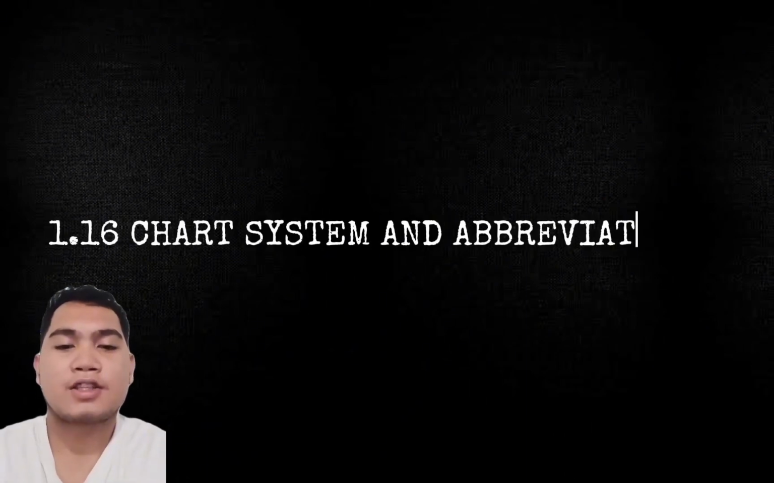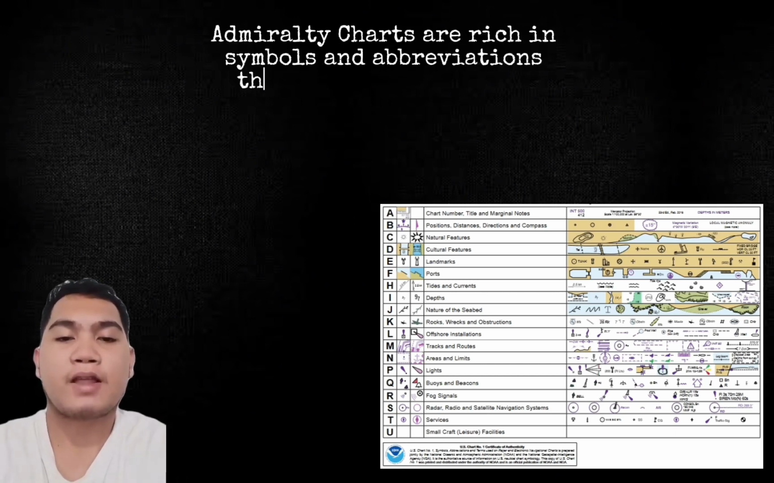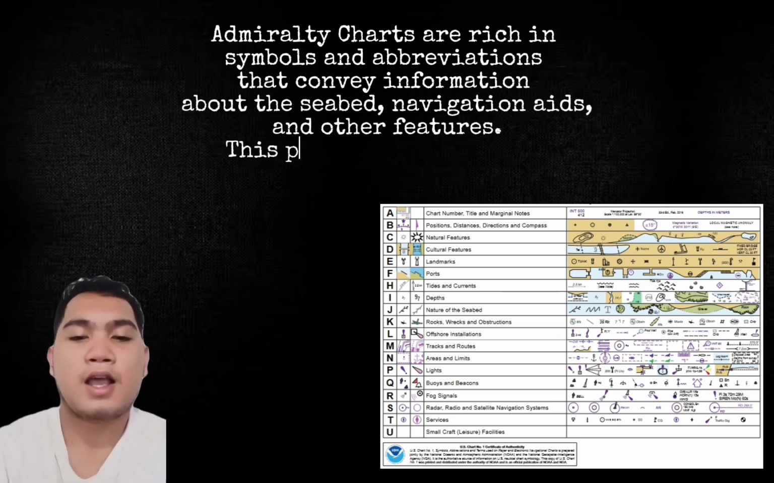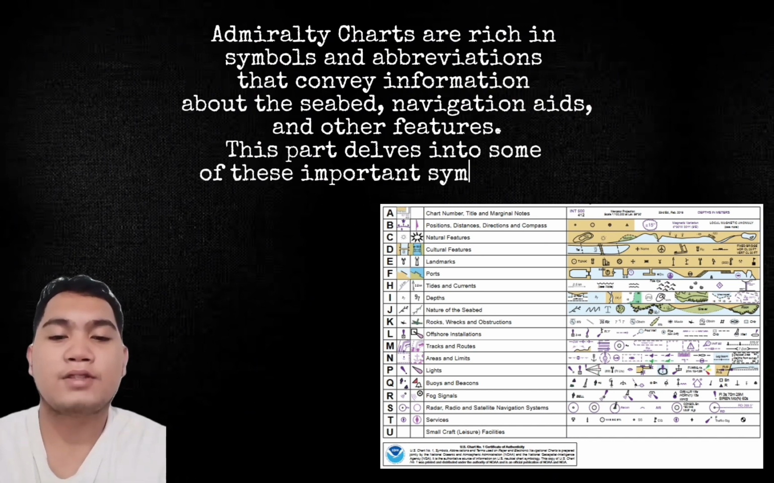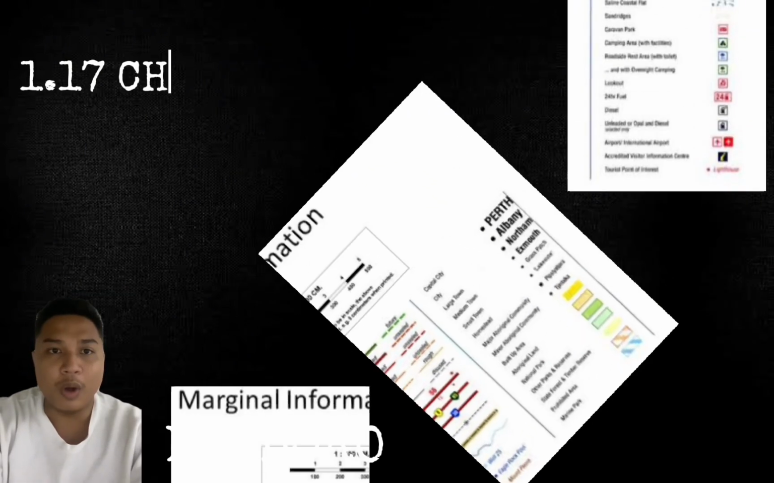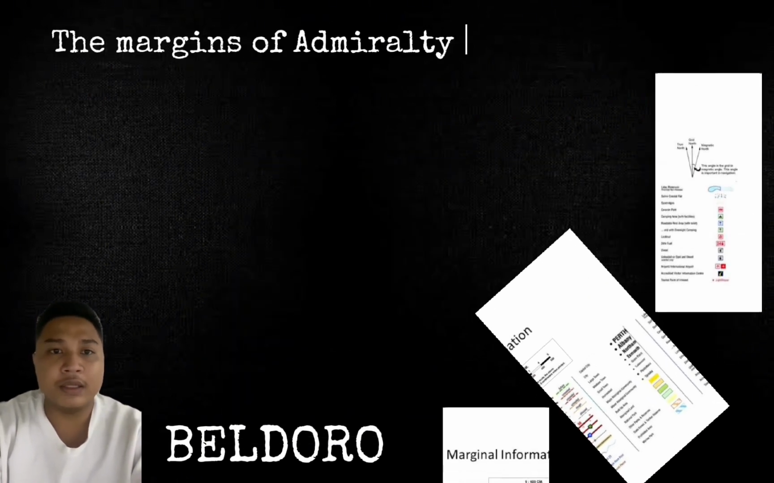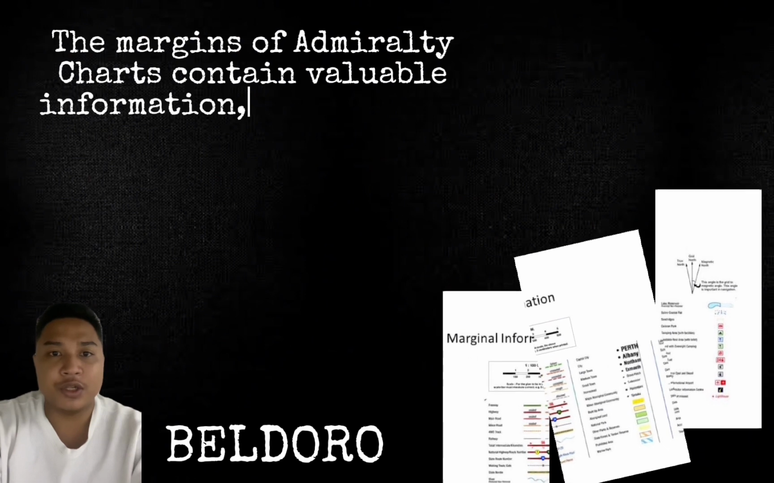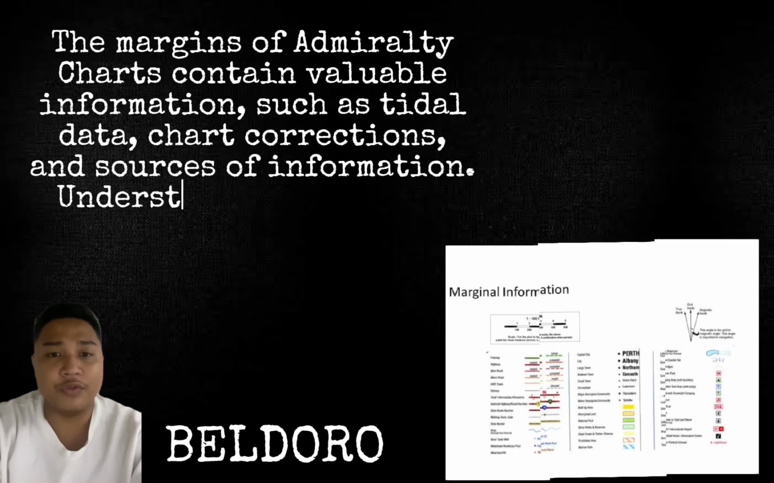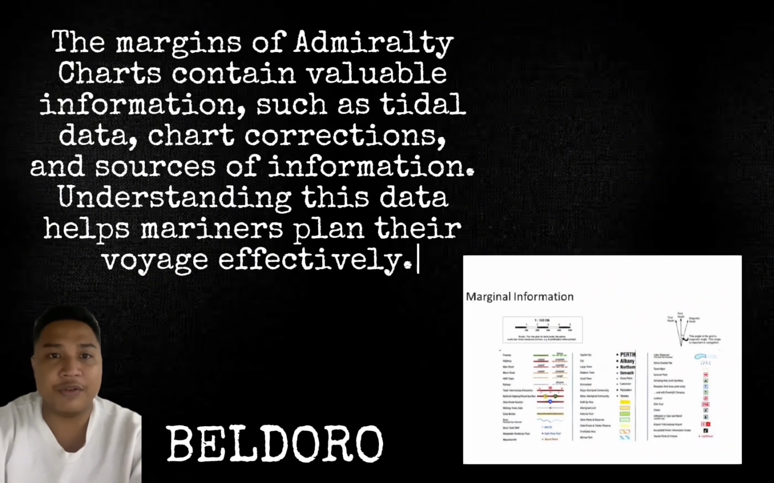1.16 Chart symbols and abbreviations. Admiralty charts are rich in symbols and abbreviations that convey information about the seabed, navigation aids, and other features. This part delves into some of these important symbols and their meanings. 1.17 Chart marginal information. The margin of an Admiralty chart contains valuable information such as tidal data, chart corrections, and sources of information. Understanding this data helps mariners plan their voyage effectively.